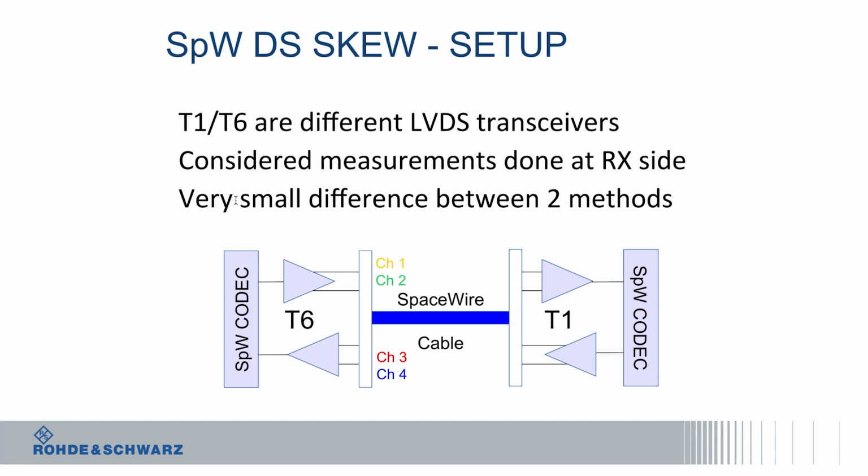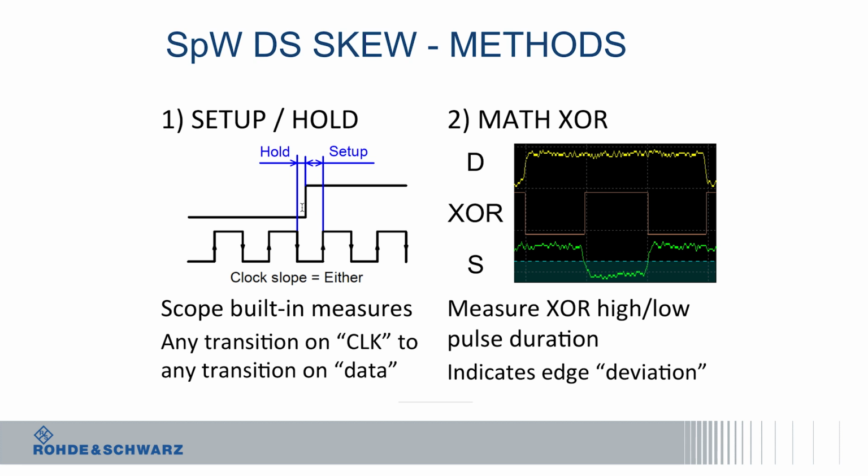That's the graphical view of the setup, where you have different transceivers. In this case we call it T6 and T1, and the measurements were here. And if you want to collect the receiver side, that would be channel 3 and 4 in this case. And by doing all these measurements, we conclude that the difference between method 1 and 2 is smaller than the probe bandwidth. So we conclude that the two methods are useful. There's no need to measure in both ways, but you can select one of these two and measure that way.